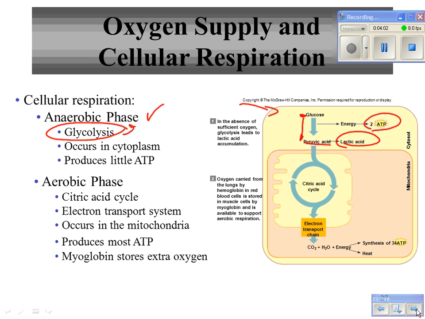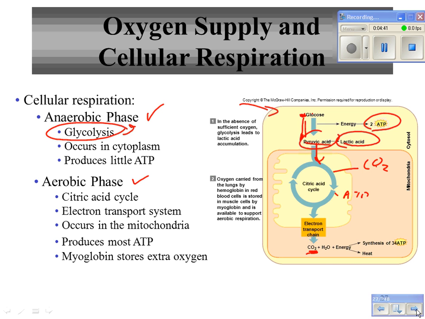But that's not good enough. Sometimes we need more ATP than that, so we can go through the aerobic phase. Glucose still goes through glycolysis and becomes pyruvic acid. But now we go into the mitochondria of your muscle cell. The pyruvic acid goes into the mitochondria, and we enter what we call the citric acid cycle. We break off some carbon and oxygen here, and we make a little bit of ATP, but not very much.